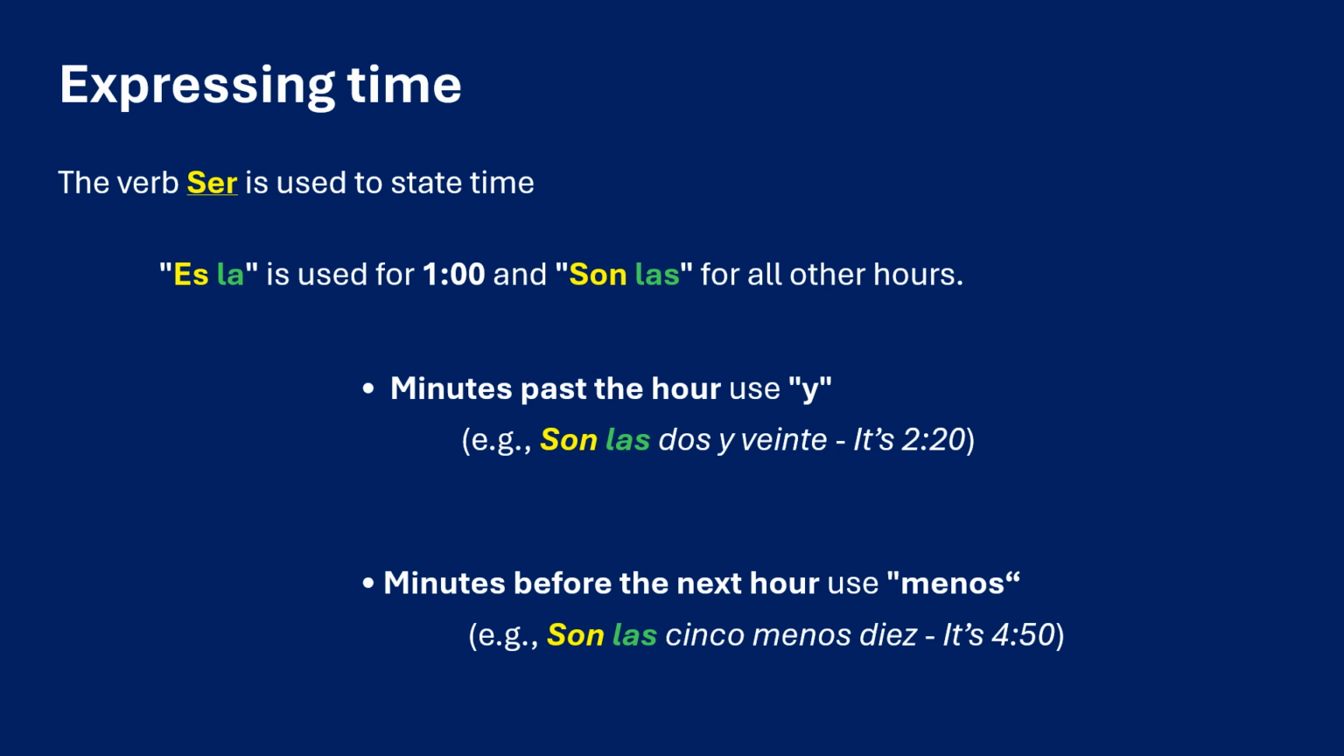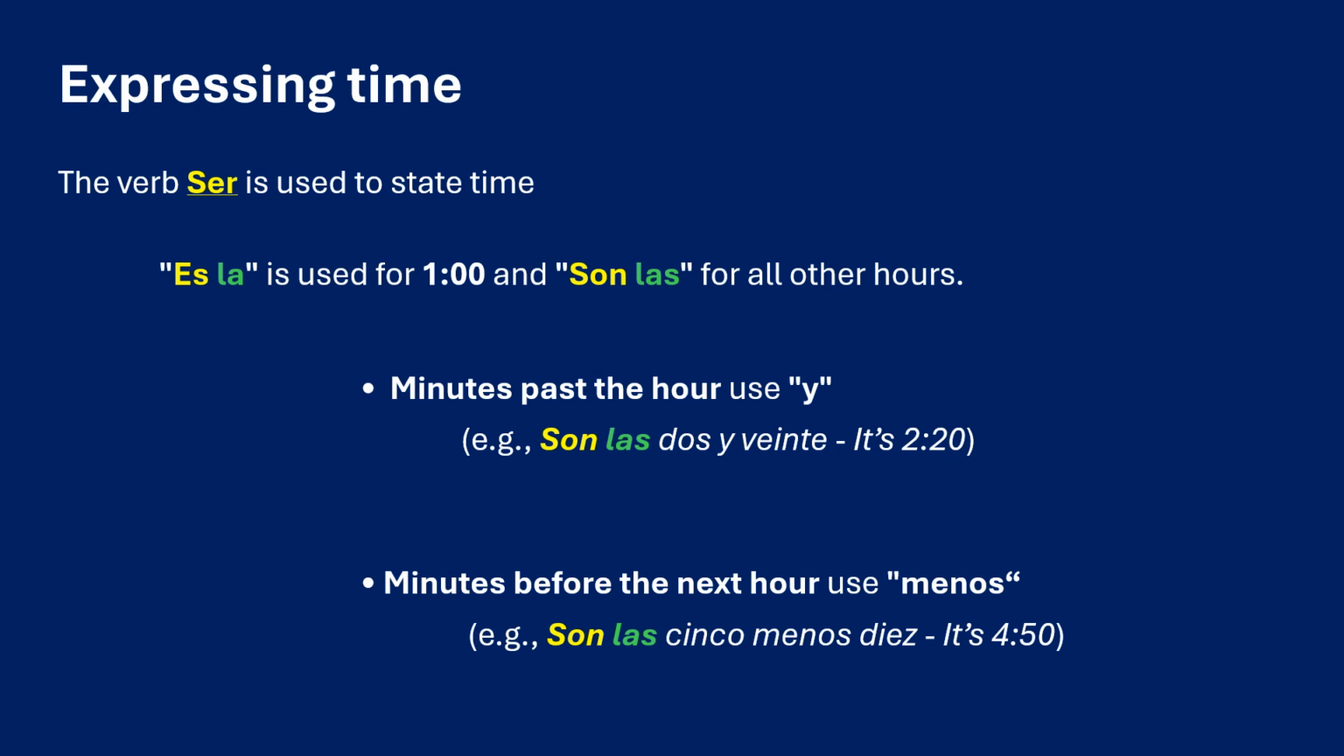Minutes before the next hour use menos, as in it subtracts a certain amount of minutes before the next hour. For example, son las 5 menos 10. It is 4:50. In other words, it's saying that it's actually 5 o'clock minus 10 minutes, giving you 4:50. Son las 2 menos 5. It is 2 minus 5, or what it's really saying, it is 1:55.